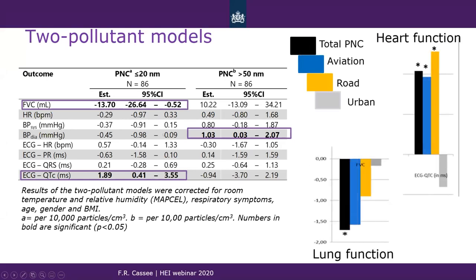To express the complicated tables also graphically, I thought, well, here's lung function. If you take total PNC, total particle counts, the risk of reduction in lung function is more dominant due to aviation than to road traffic or the urban background. So here we took the advantage of doing source apportionment. And the same holds true for heart function, where actually road particles have a stronger effect on heart function than particles from aviation.